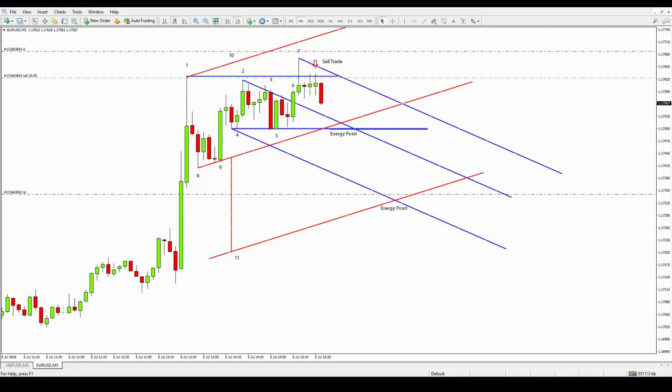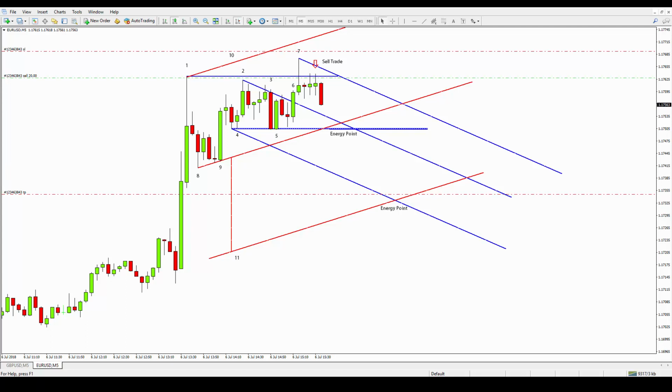The sell trade you see on this chart was opened the second time price touched the horizontal line coming out of candle 1, as you can see in the red arrow. The stop loss was placed a few pips above the tail of the fractal bar marked in number 7, and the take profit target was placed a few pips above the energy point, which gives us a risk-reward ratio of about 1 to 4.5.